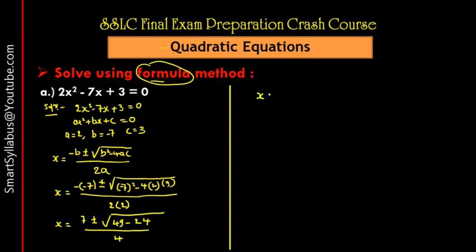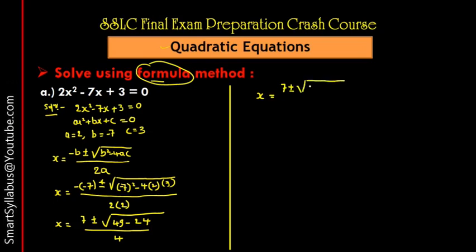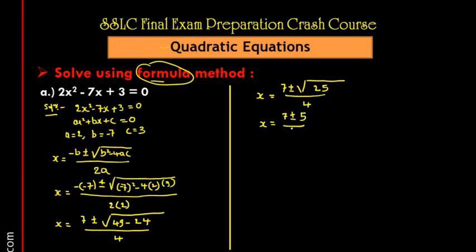Next, x is equal to 7 as it is, plus or minus square root of 49 minus 24, it's going to be 25, the whole divided by 4. Then x is equal to 7 as it is, plus or minus square root of 25, as you know it's 5, therefore upon 4.